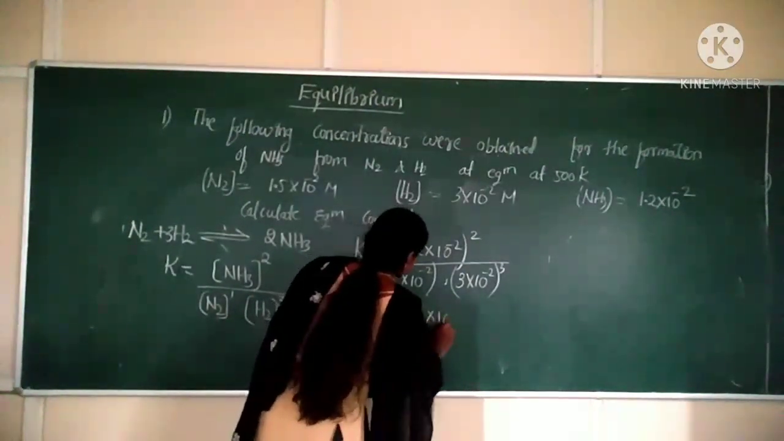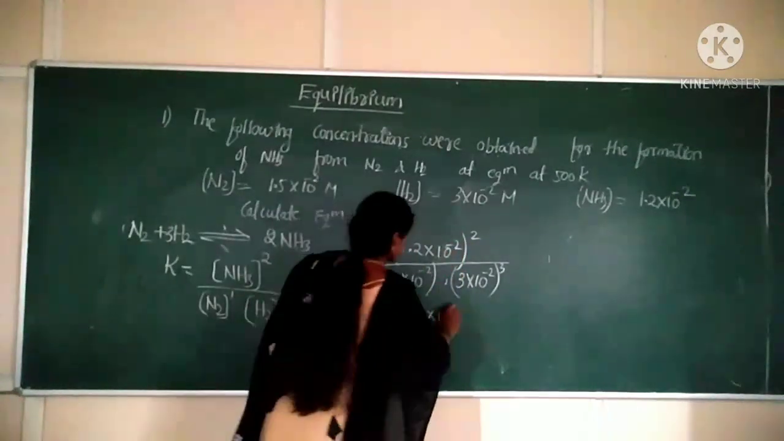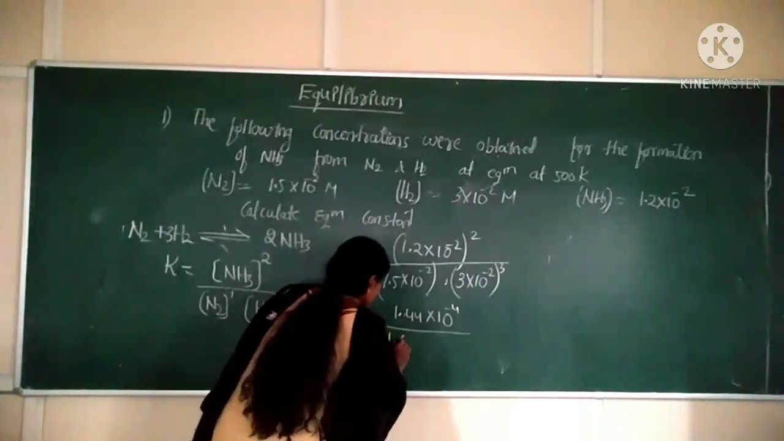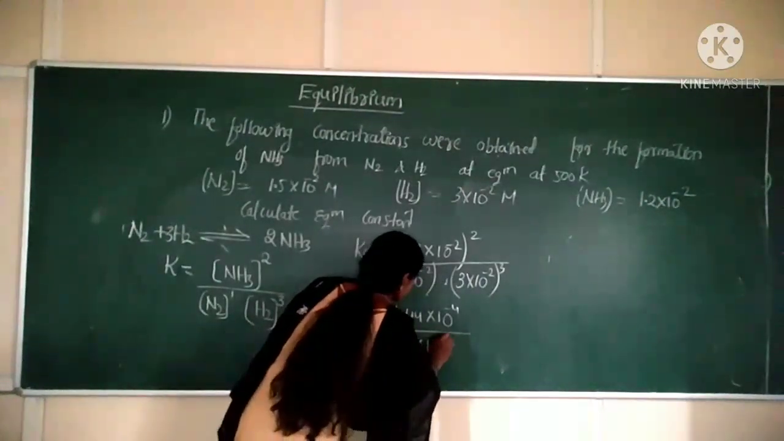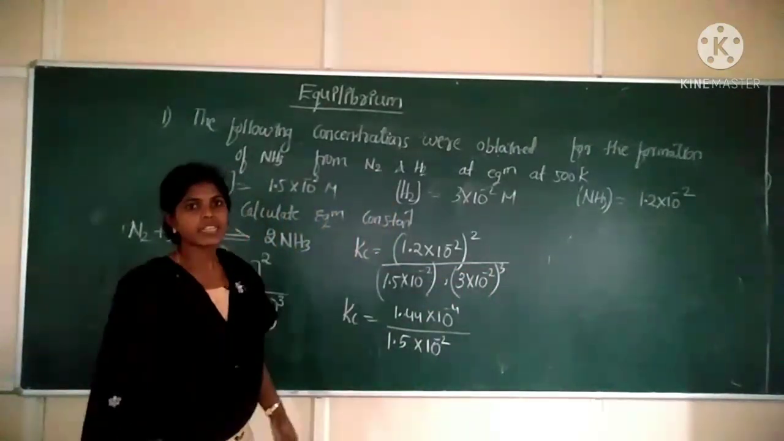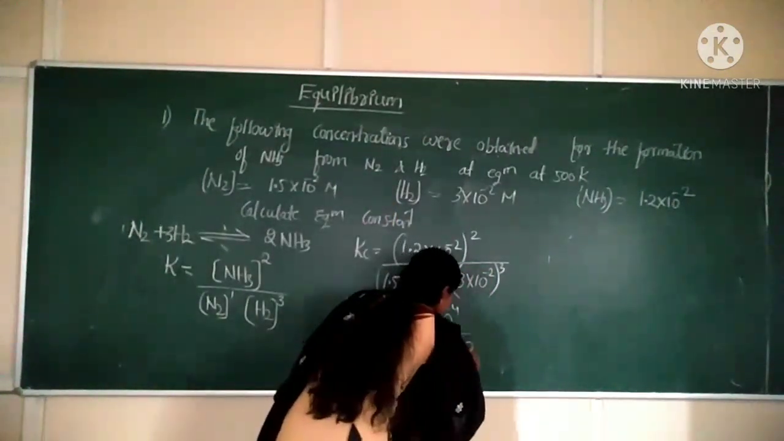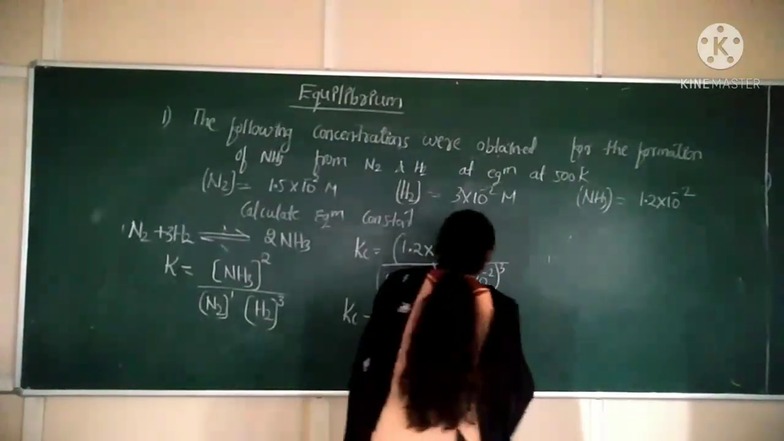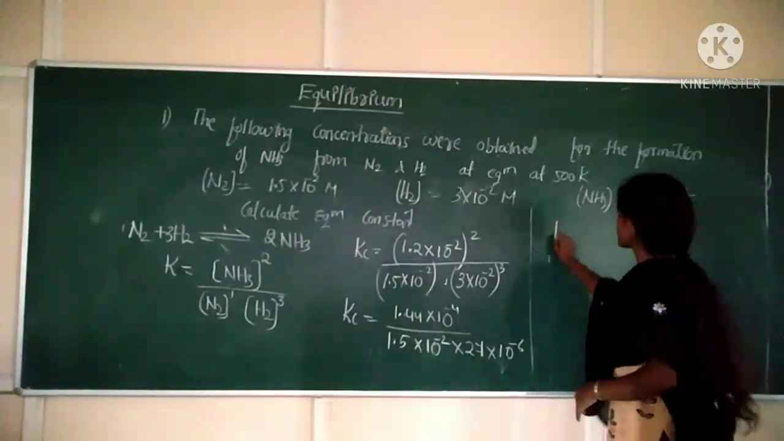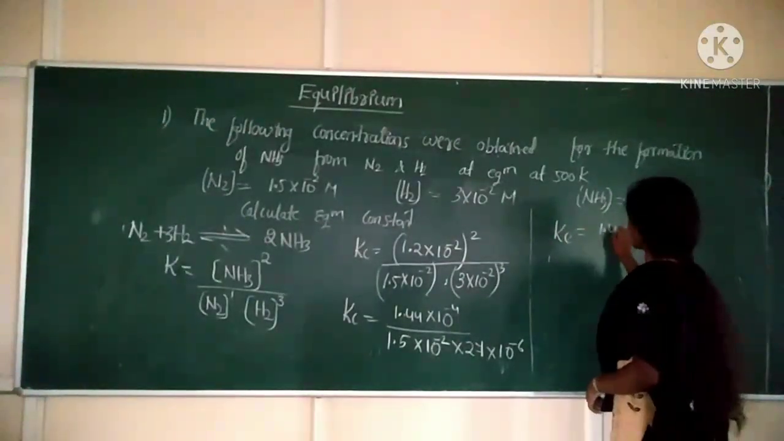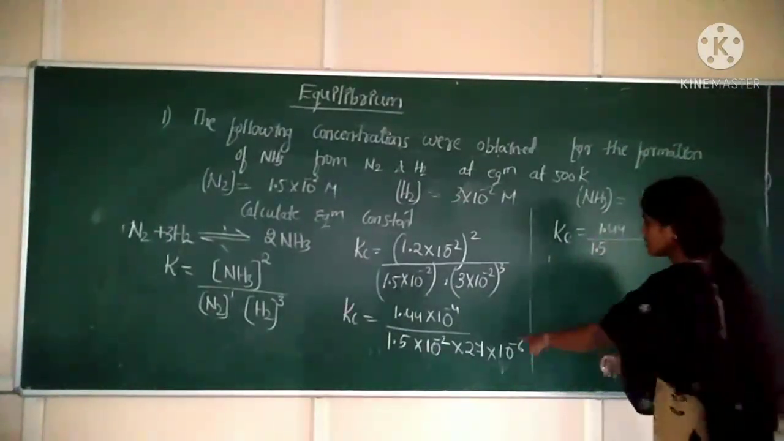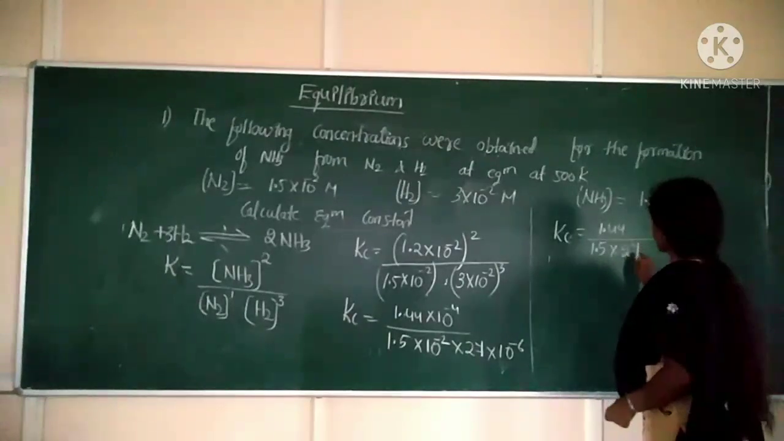1.44 into 10 to the power minus 2 into 2 minus 4, divided by 1.5 into 10 to the power minus 2, 3 power 3. It means 3 3s are 9, 9 3s are 27. 27 into 10 to the power minus 6. Now Kc is equal to 1.44 divided by 1.5 into 27.